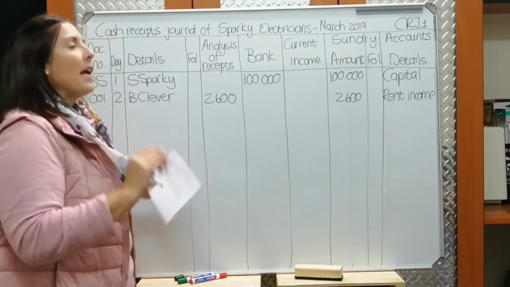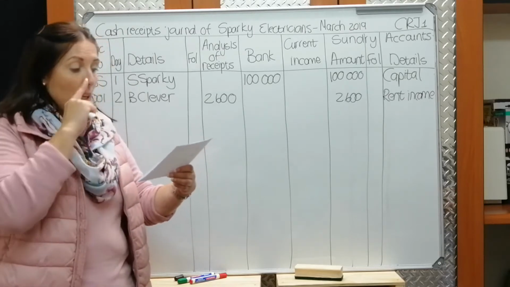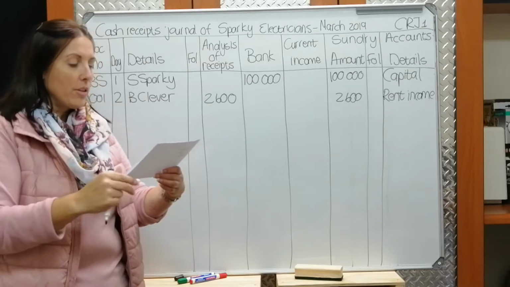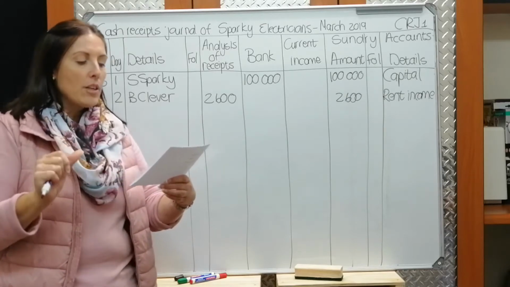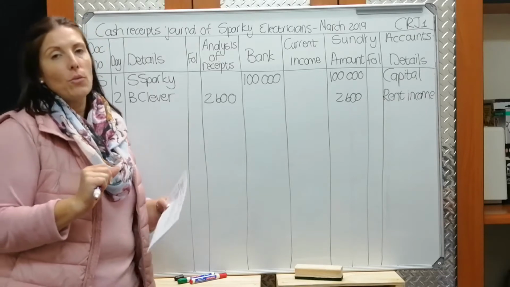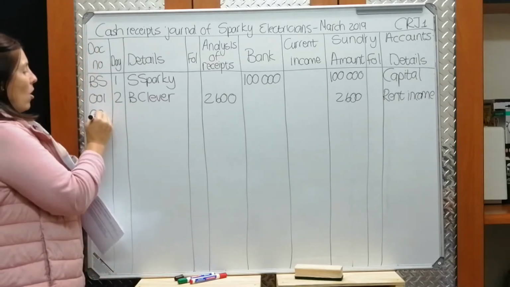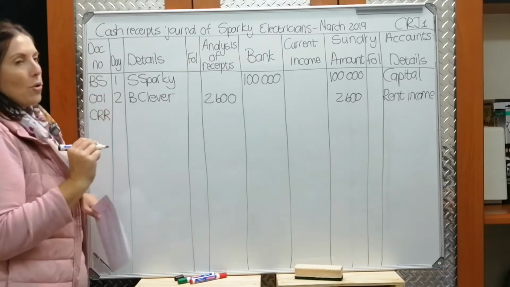Just trust me on that one, write rent income, that's the name of the account. Good, so then we go to the second transaction on the 2nd. There they said the cash register roll showed 3,500 for services rendered for the day. So our document will then be CRR, cash register roll.